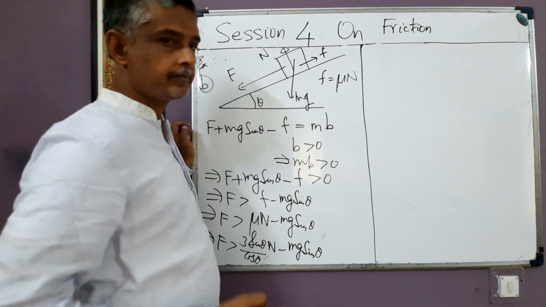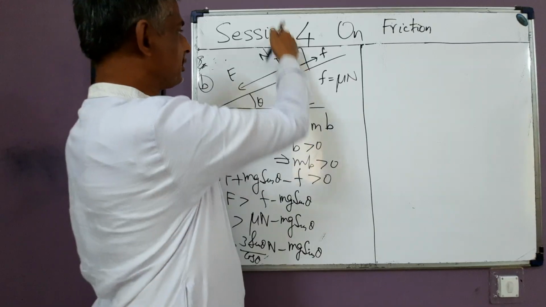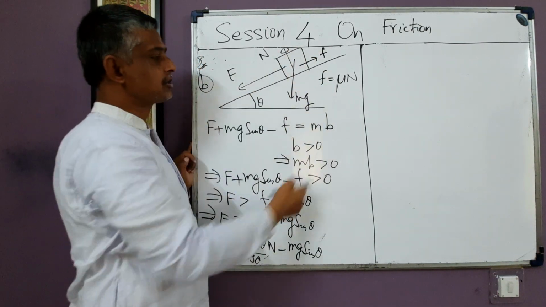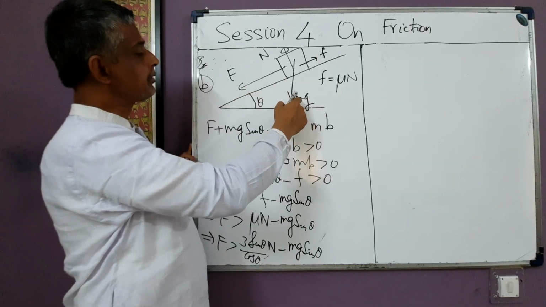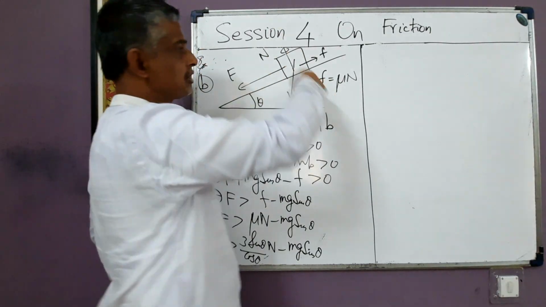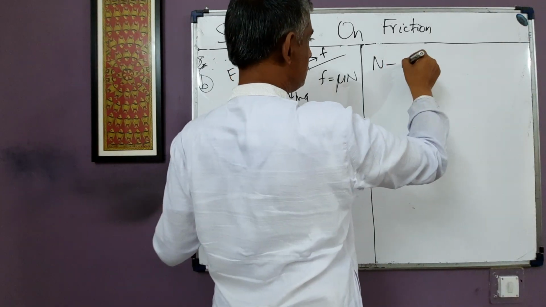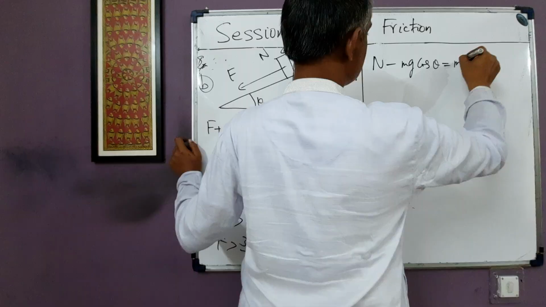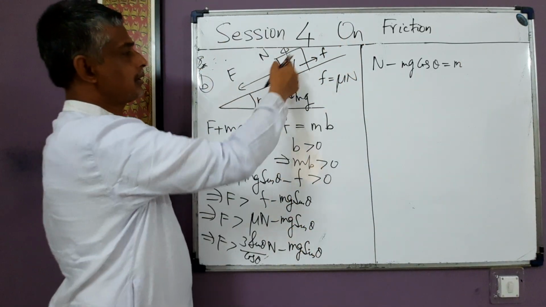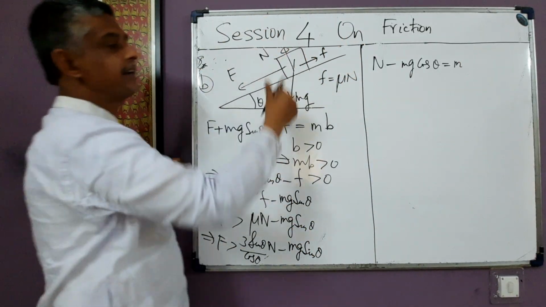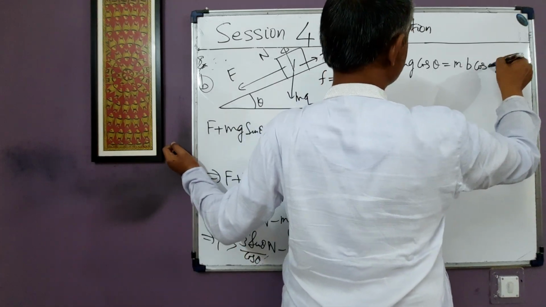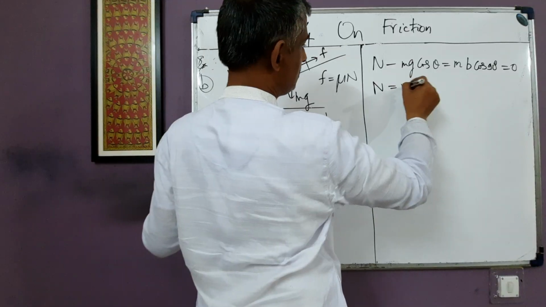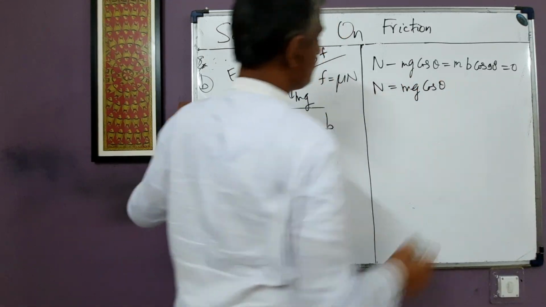Now how to find N? Again we apply Newton's second law to block in direction normal to incline. So F and f do not have any component in this direction. Only mg cos theta is the component of mg in this direction. So in this direction apply Newton's second law. So N minus mg cos theta is equal to mass times acceleration of b in a direction normal to incline, which is simply b cos 90 degree, and we know cos 90 degree is 0, so this becomes 0. So N becomes how much? N becomes mg cos theta.